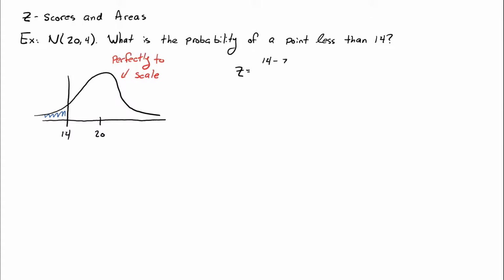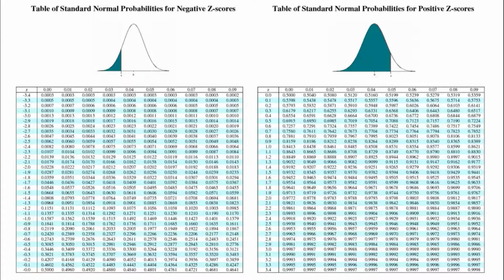Compute the z-score, which turns out to be minus 1.5. A negative z-score is fine, it just means we're left of the mean. From here, we need to use a table. This is the normal distribution table. This table will always give you the area to the left. That's the purpose of this shading. This is convenient in our problem as we wanted the area to the left.